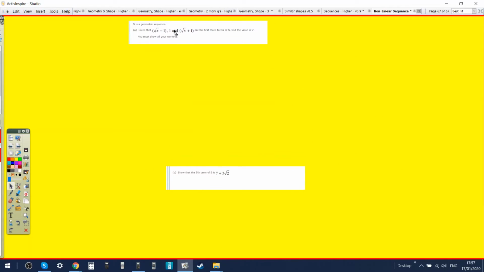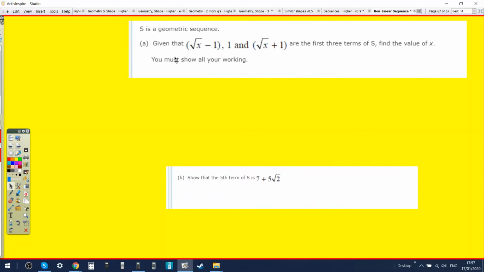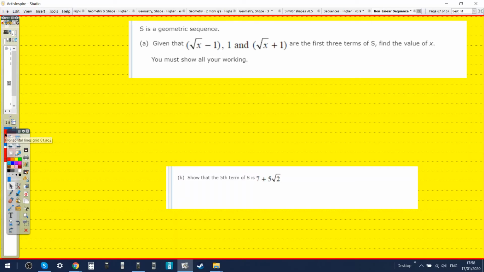And this one was similar. What was this one? A geometric sequence. Given that these are the first three terms of a geometric sequence, find the value of x. For this one, it's times the same thing each time.